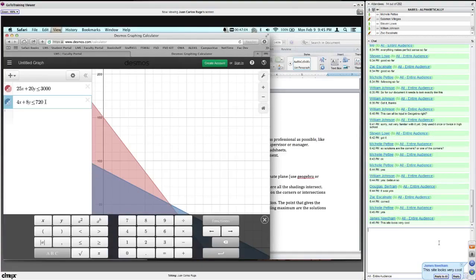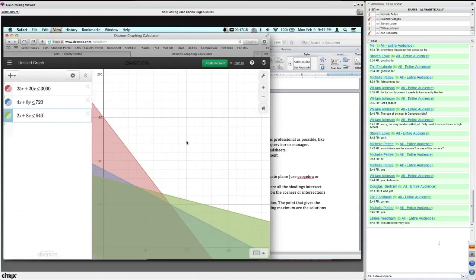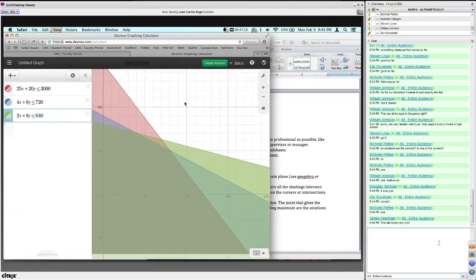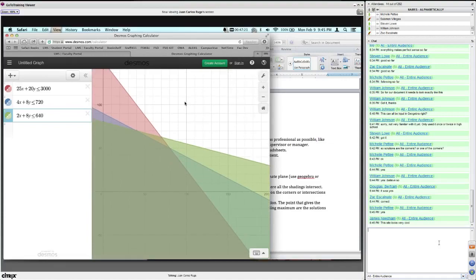Ooh, nice. Third inequality: 2x plus 8y is less than or equal to 640. Okay, guys, so that is the graph of all three constraints. Now, which one is the feasible area? The feasible area is here, where all three shadings, the red, the purple, and the green, meet. So that means it is this part here on the corner, on the left-hand side.